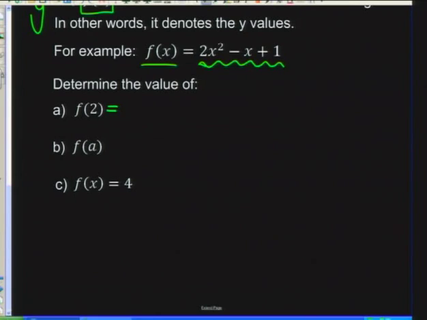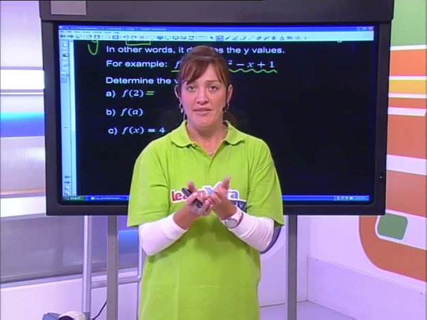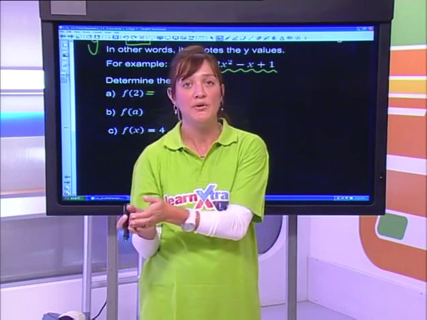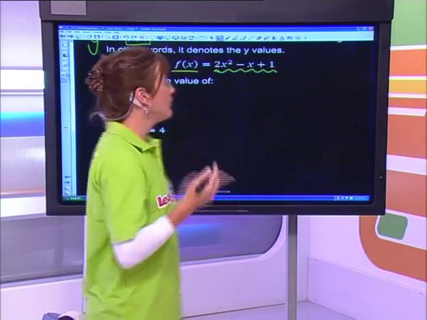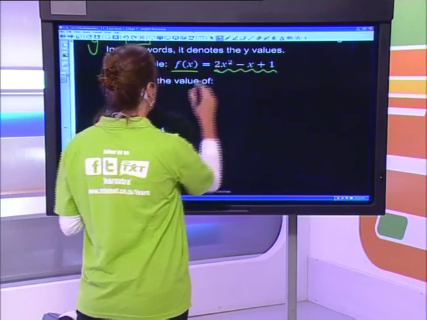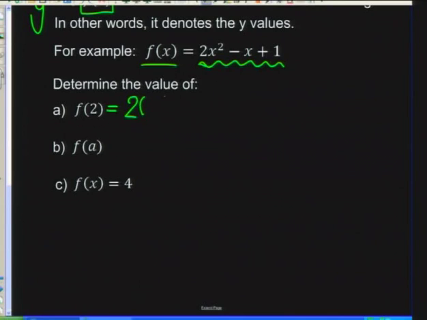Let's think about this for a second. f of 2 means I want to know what is the y value when my x value is 2. In order to do that, I'm going to have to take my equation, and everywhere we've got an x, substitute what we've got inside this bracket, which is 2. Once we've done that, we'll just work it out. That's going to be 4 times 2, which is 8, minus 2, plus 1, and that's going to give us 7.